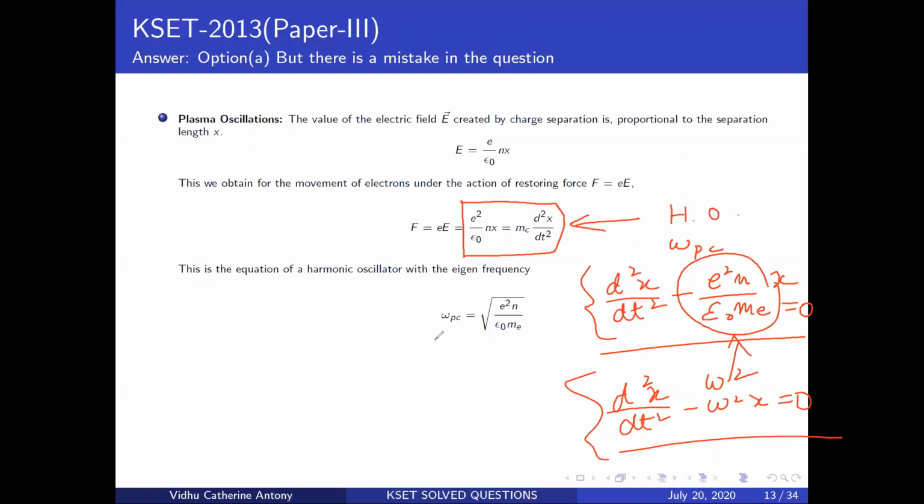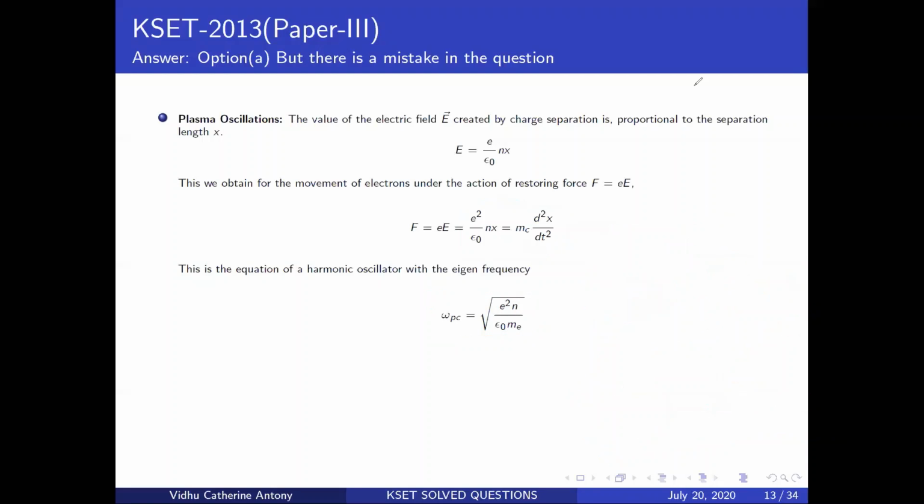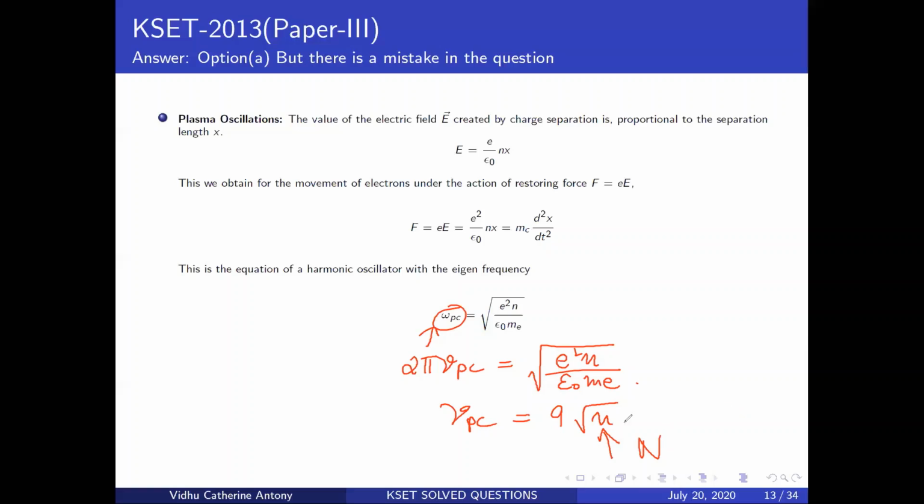Now when I compare, this is what I'm going to get: omega PC is equal to root of E squared n divided by epsilon naught me. Now I have to write this omega PC as 2 pi nu PC equal to root of E squared n divided by epsilon naught me. Once I calculate my nu PC, I will end up getting something like 9 root of n. Your n here in the question is a capital N, so you just substitute it with that, and you end up getting 9 root of n.